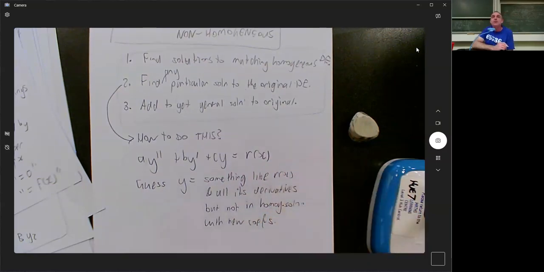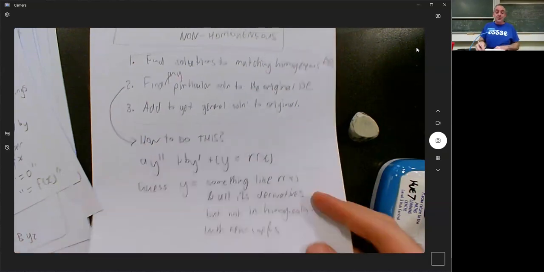And all its derivatives, but not in the homogeneous solution with new coefficients. They are the 4 pieces that have to be satisfied to choose the right r of x. So if it has infinitely many different functions that turn up in the derivatives, it's not going to work, but they won't give you one of those in this course.